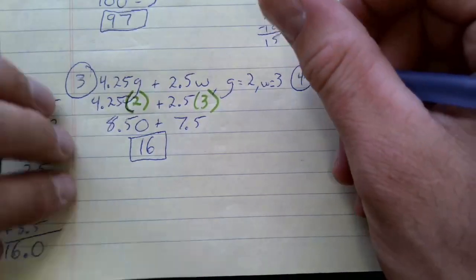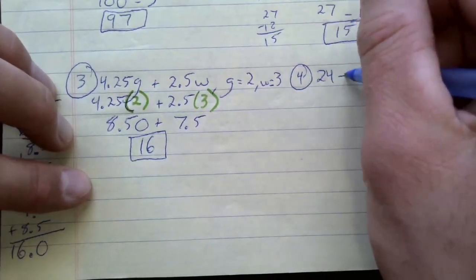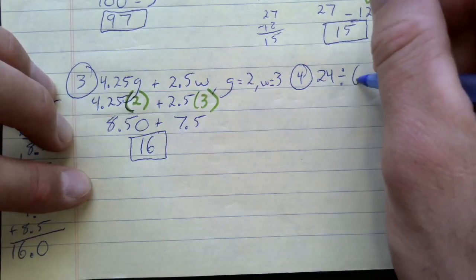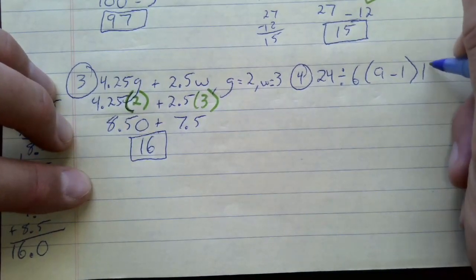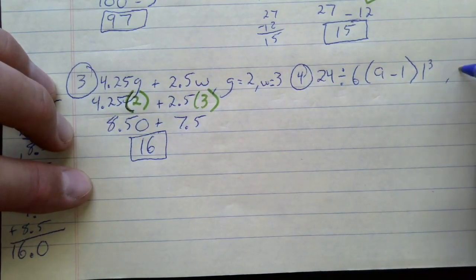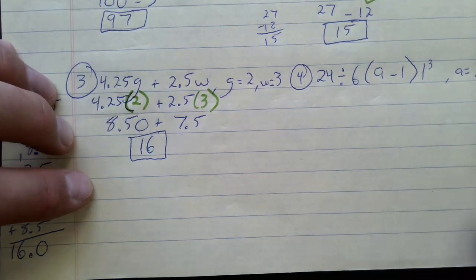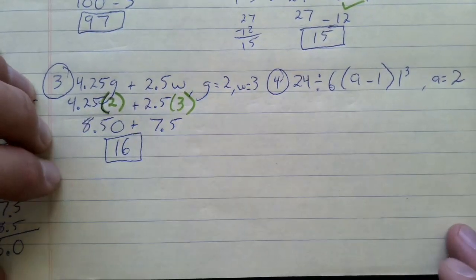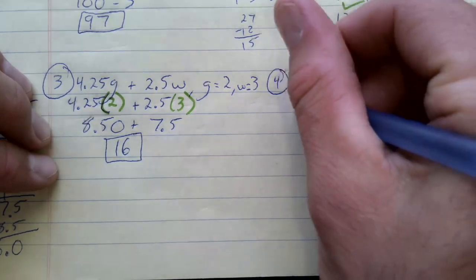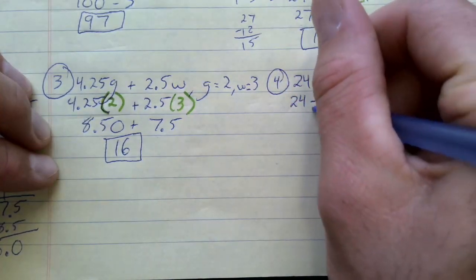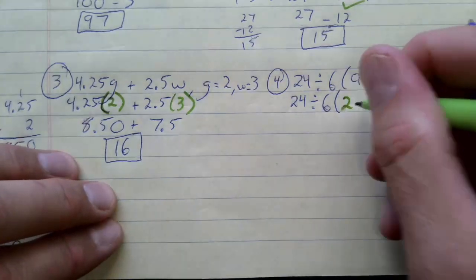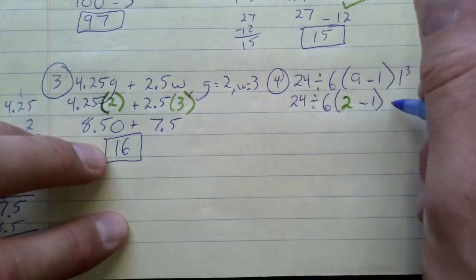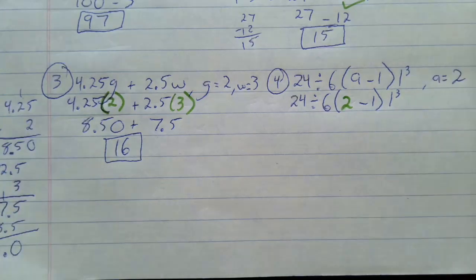Number 4 is 24 divided by 6 times the quantity A minus 1 times 1 to the third power, where A equals 2. So step 1 is just rewrite your expression here, while plugging in your information. We know A is 2 minus 1 times 1 to the third power.